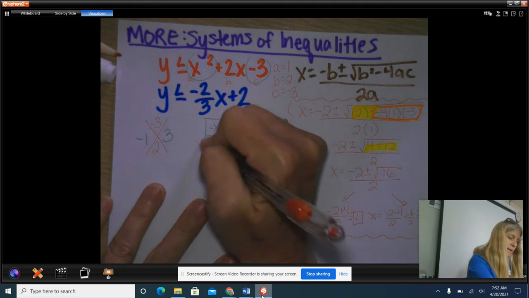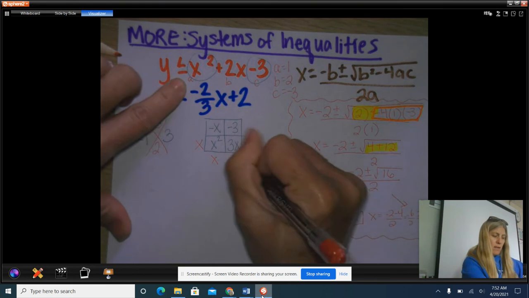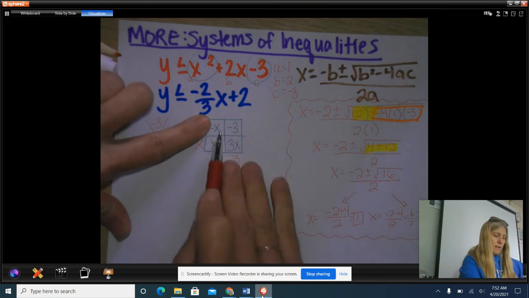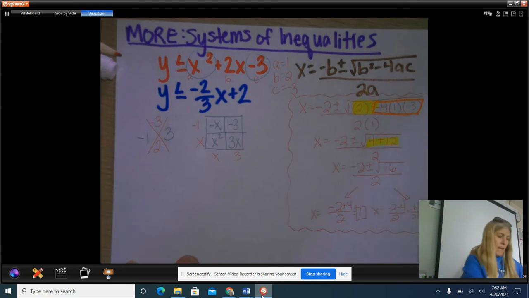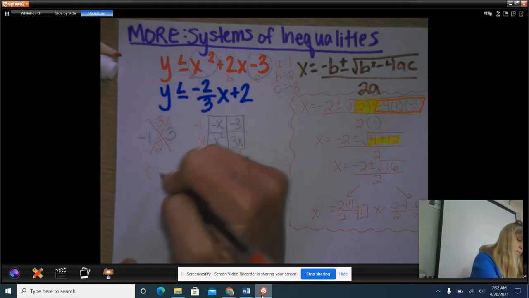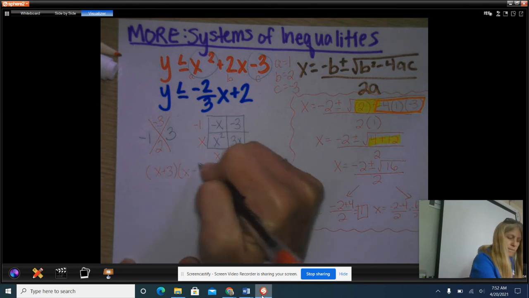The only way to get an x squared is x times x. X times 3 gives me 3x. And to turn an x into a -x, that's going to be times -1. We're now going to write it in product form. X plus 3 times x minus 1.